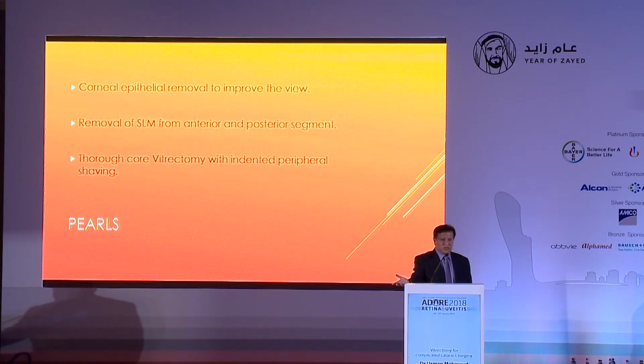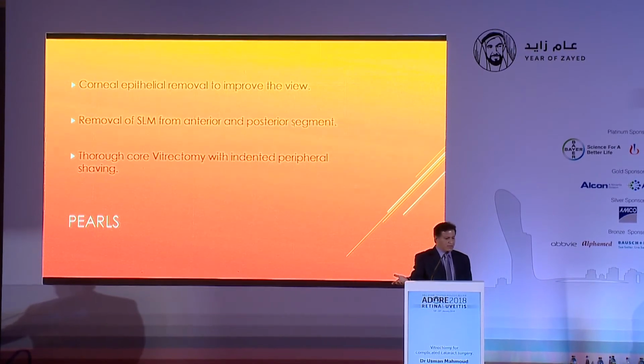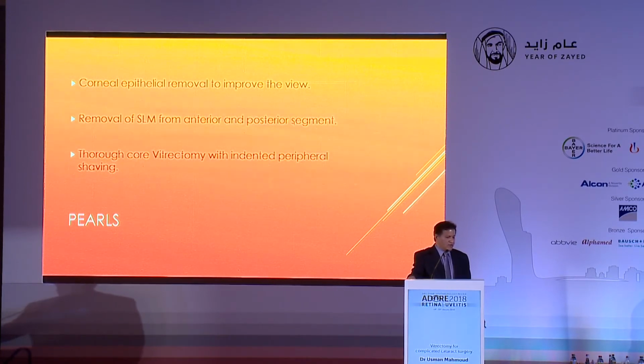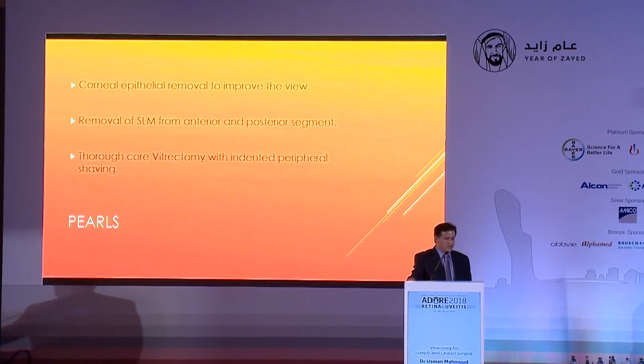In this kind of situation, don't be hesitant to remove the epithelium, because normally the corneal epithelium would be hazy due to the high pressure. Remove the SLM from the anterior segment and behind the lens to clear your view, and do a thorough vitrectomy with indented peripheral shaving.